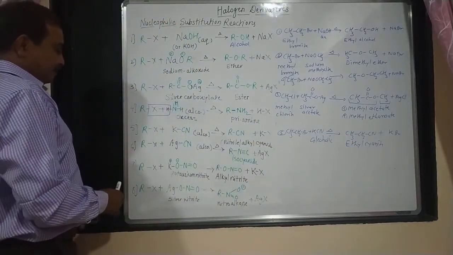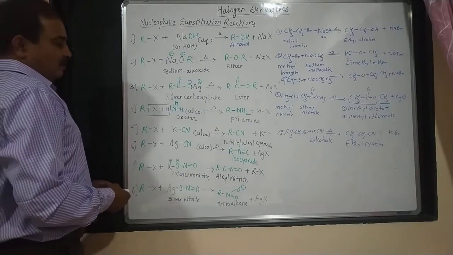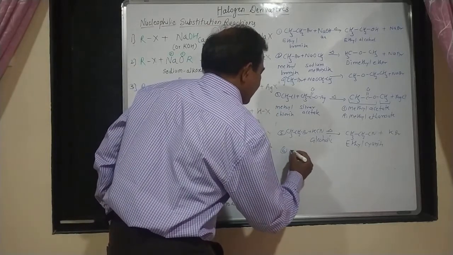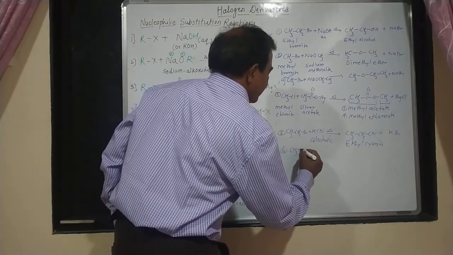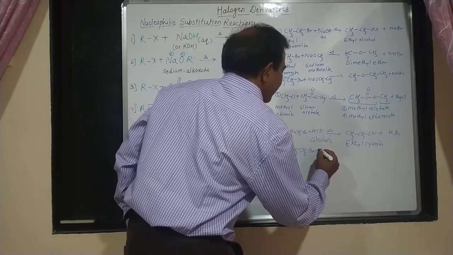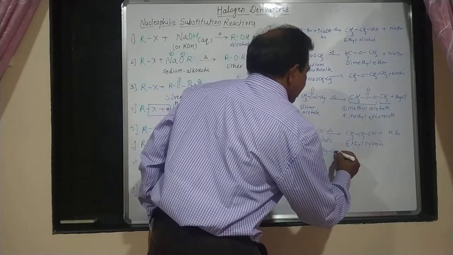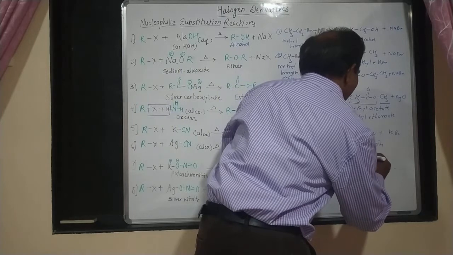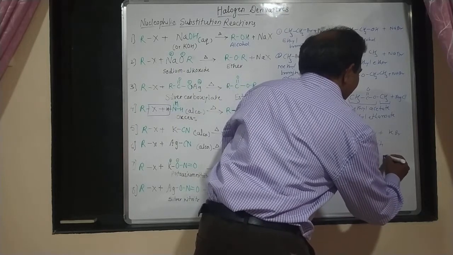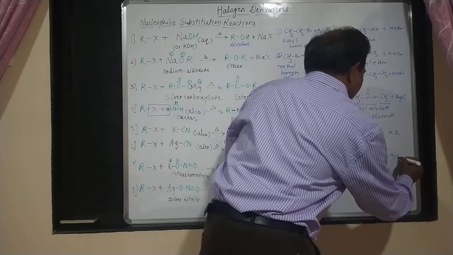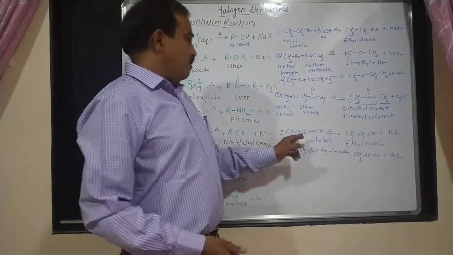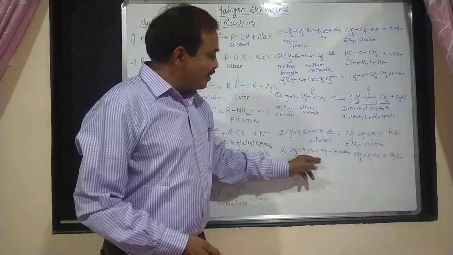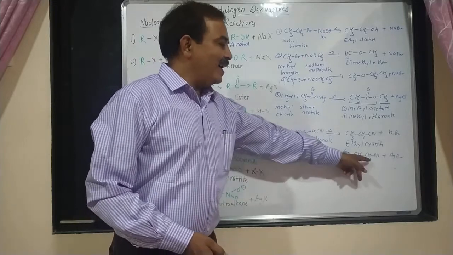Now in the sixth one, which reagent is taken? Silver cyanide is taken. I will explain silver cyanide. Suppose ethyl bromide plus AgCN react. What happens here? Isocyanide is obtained instead of a cyanide. When potassium cyanide reacts with an alkyl halide, a cyanide is obtained. When silver cyanide reacts with the same alkyl halide, isocyanide is obtained.